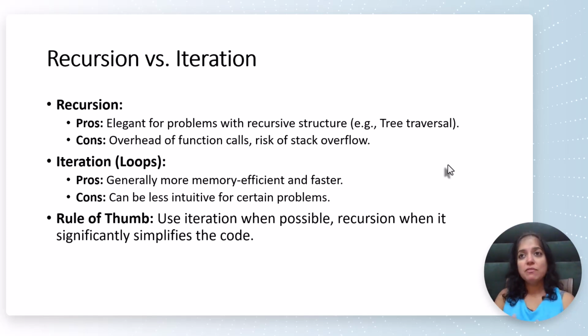Like, again, for quick sort, merge sort, or if you have to implement graph algorithms, these are complex to implement via loops. So the rule of thumb is that there is nothing like recursion is good or iteration is good. In some scenarios loops are good, but in some scenarios recursion is good. So use iteration whenever possible, and recursion when it significantly simplifies the code.